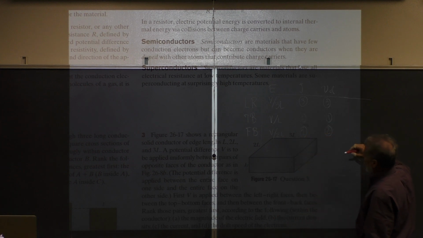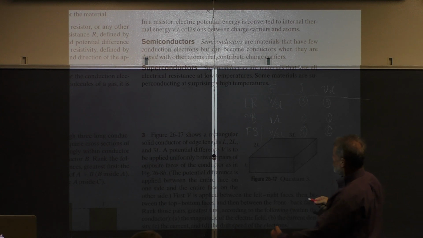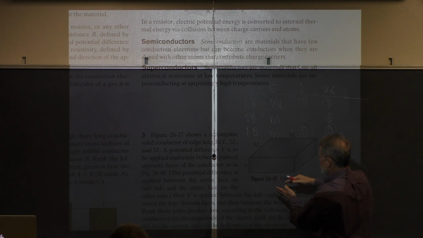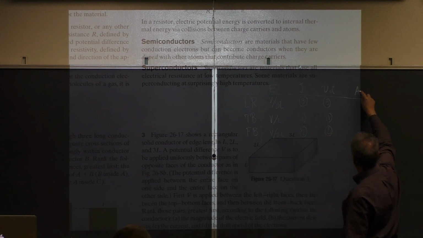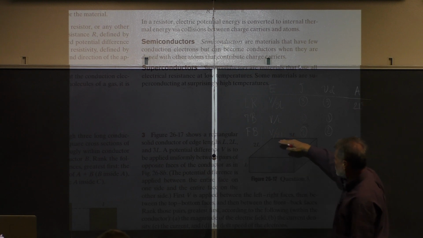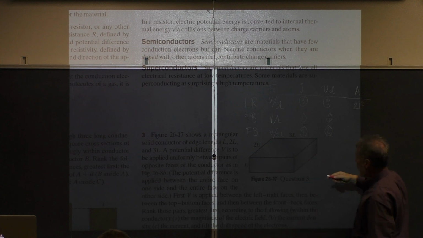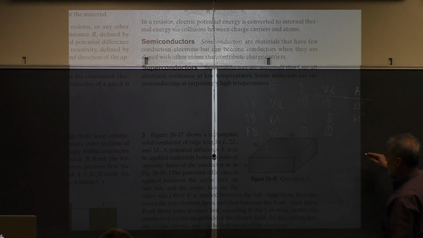So the area seen left, right, is L. So let's do the area. The area is 2L squared. Over here, from top to bottom, the area seen is 6L squared, and front to back, the area seen is 3L squared.